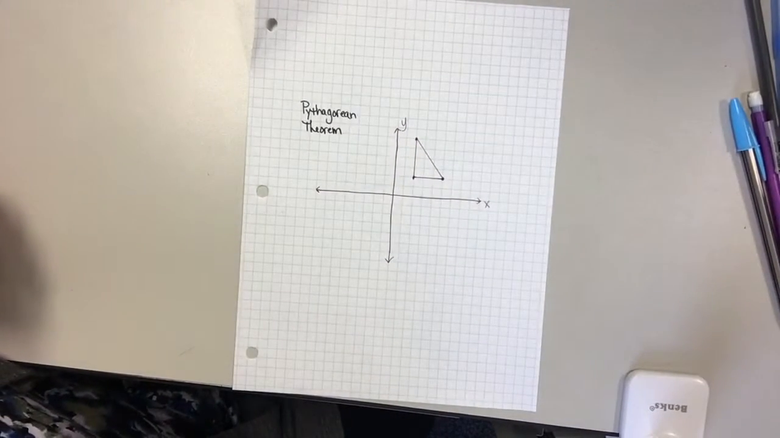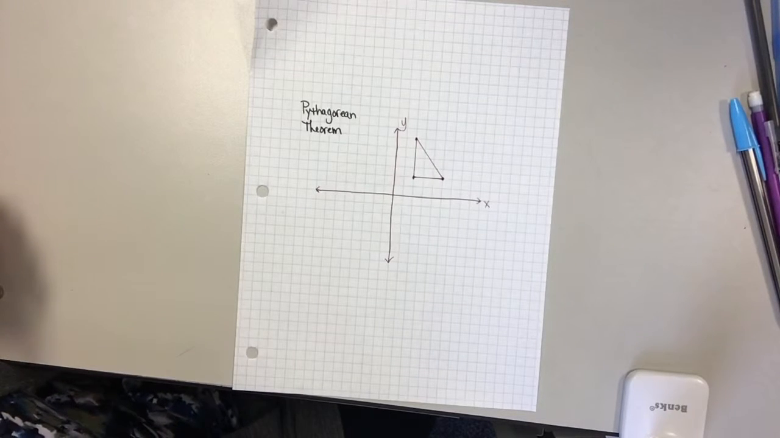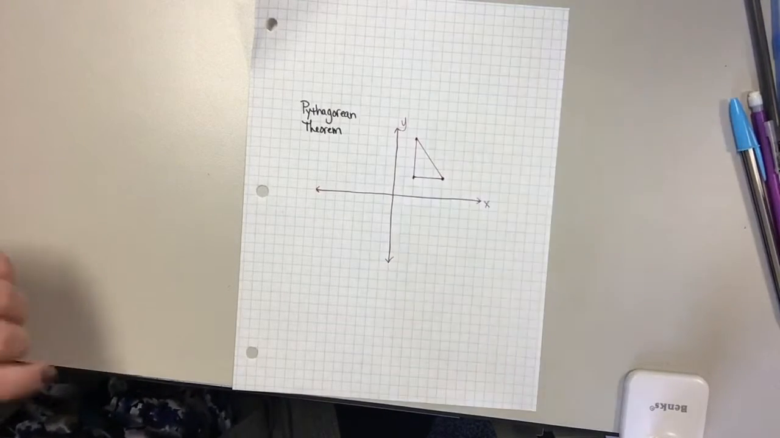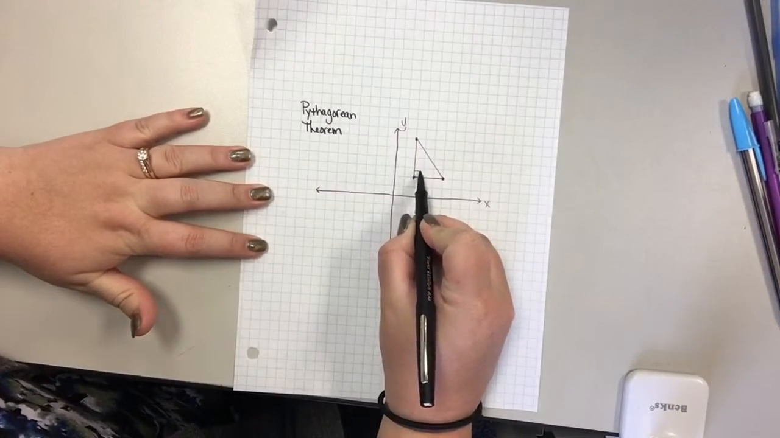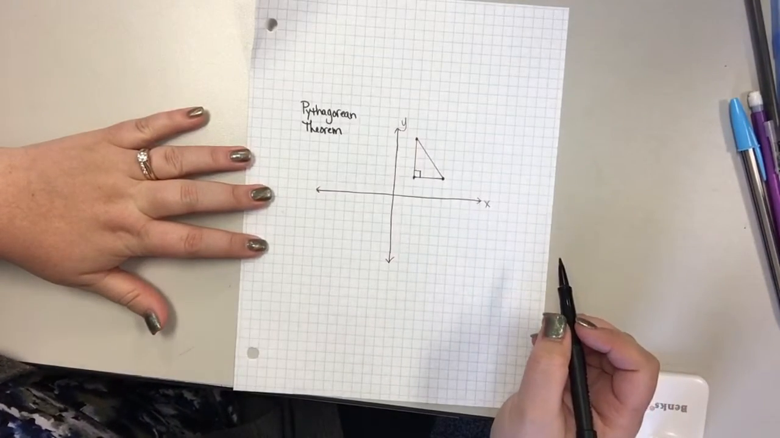One of the questions on part 6 of this graph project includes the Pythagorean theorem. I'm going to show you an example of the Pythagorean theorem on this piece of graph paper. The Pythagorean theorem only works when you have right triangles. Right triangles are triangles that contain one 90-degree angle.